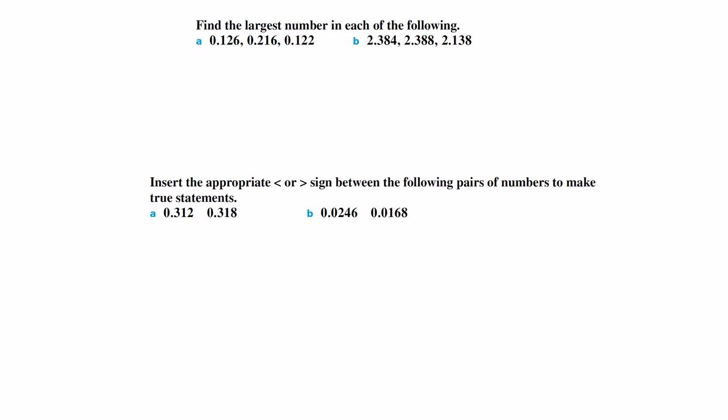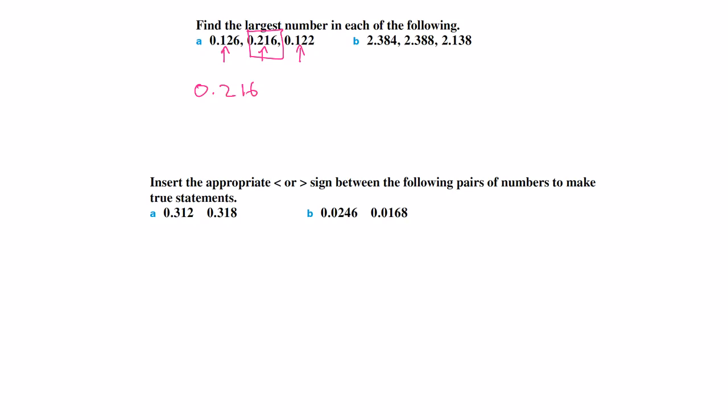All right, welcome back. So what we've got to do here is find the largest number in the following numbers. Let's look at the first example here. We haven't got any whole numbers there, so what we're looking at is the tenths position. So clearly I've got a 1, a 2, and a 1. That indicates that this is the biggest number. So 0.216 is the biggest number because in the tenths position, it has the highest number.